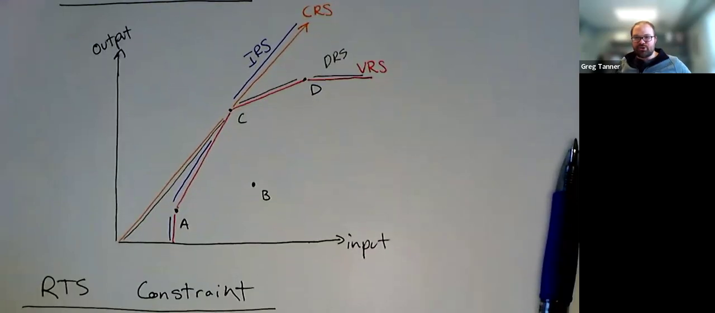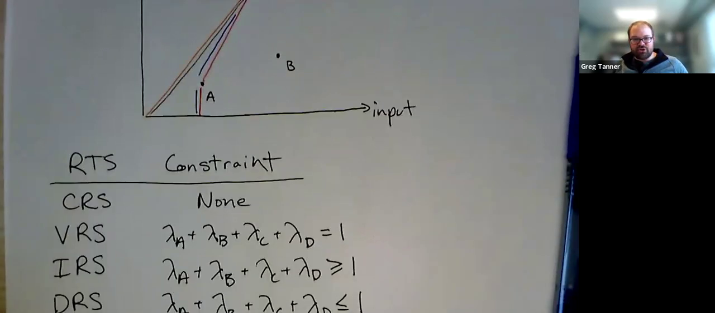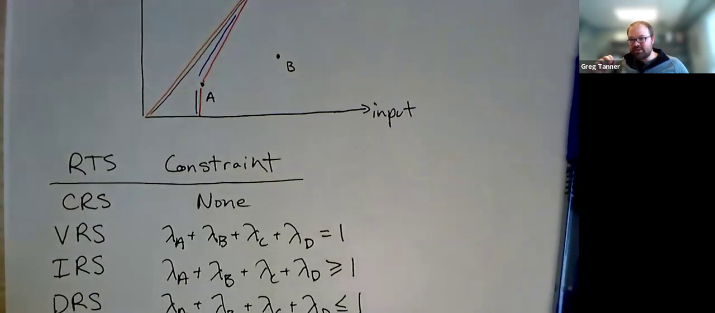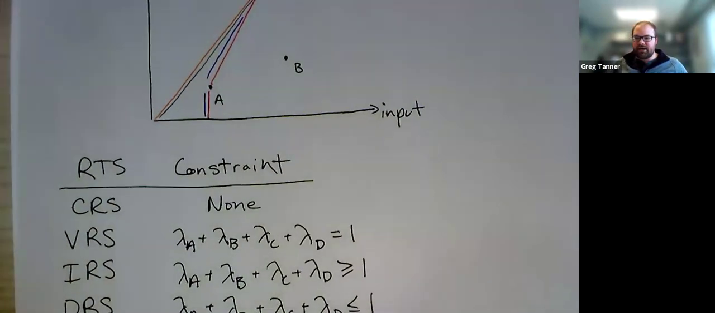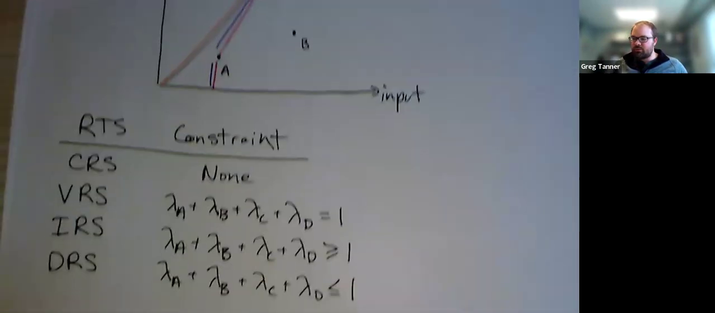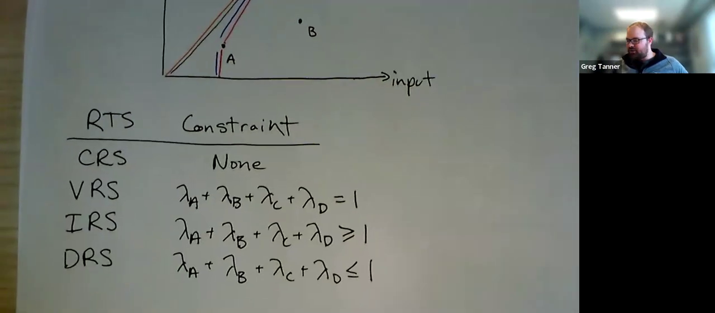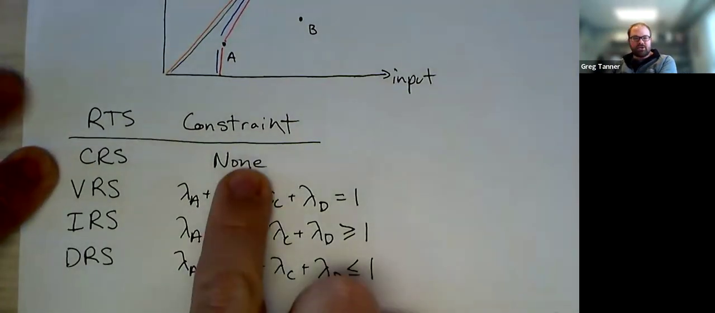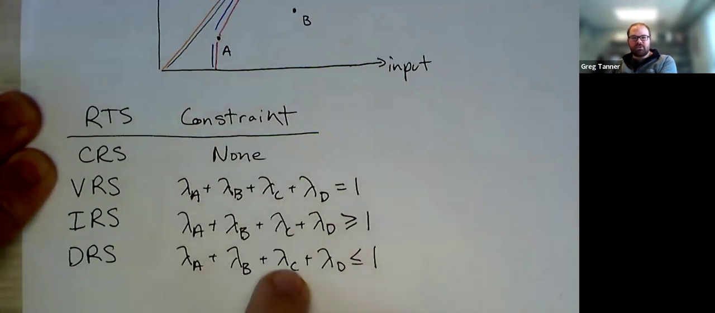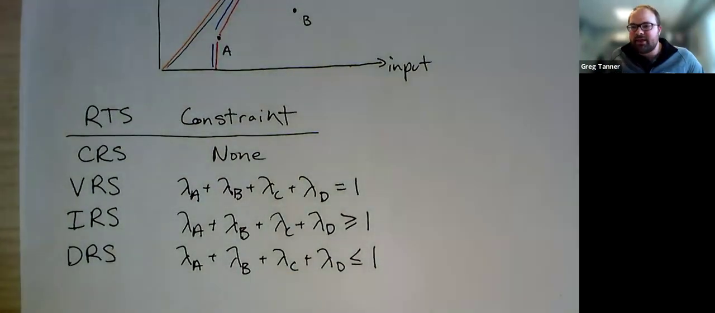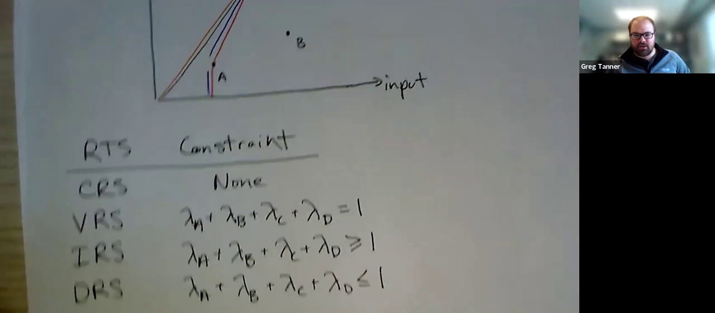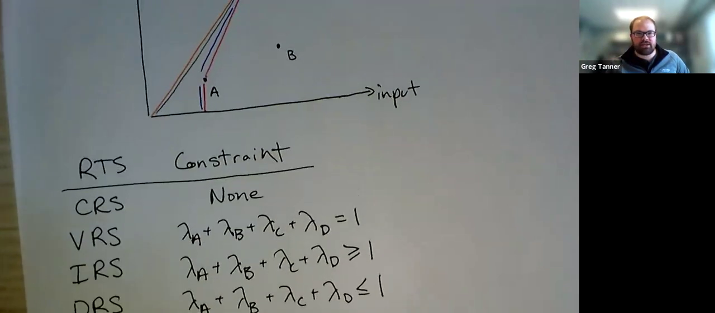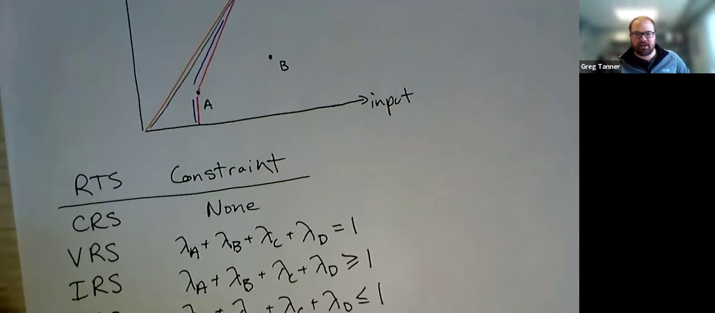So I'll kind of show you what this looks like in R using the benchmarking package. It's really easy to switch between those different returns to scale. If you were doing this manually by formulating this as a linear program, if you had constant returns to scale, you wouldn't add any constraint. But for each of these other ones, you would add the corresponding constraint that put a limit on the size of the sum of the lambdas. Okay. So let me share what this looks like in R with that benchmarking package.